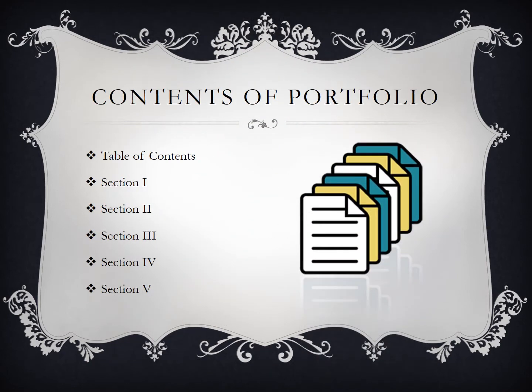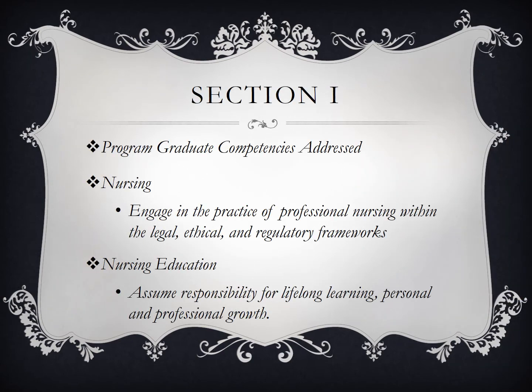So to recap the information, the contents of the portfolio will include a table of contents, your Section 1, Section 2, Section 3, Section 4, and Section 5. In Section 1, Program Graduate Competencies Addressed. Nursing: to engage in the practice of professional nursing within the legal, ethical, and regulatory framework. Nursing education: assume responsibility for lifelong learning and personal professional growth.